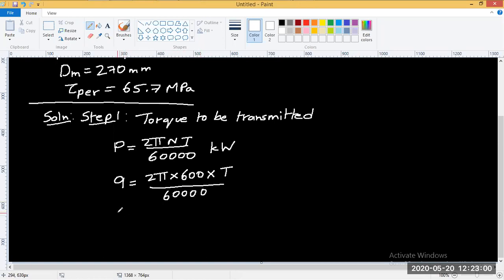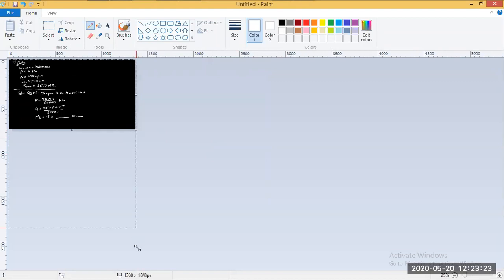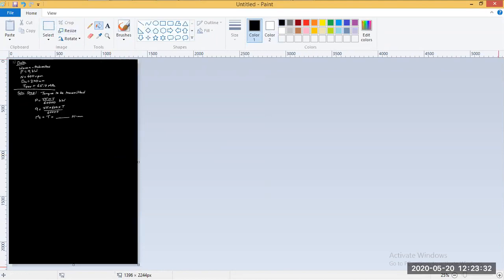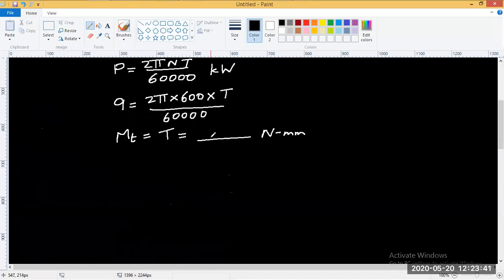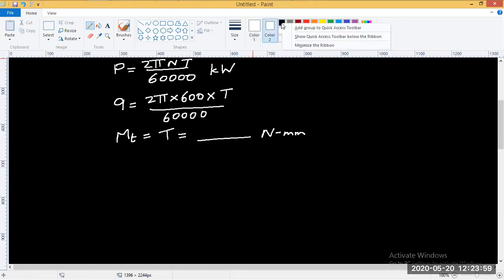Simplifying this, we'll get the torque. MT or T is the torque transmitted. This will be in terms of Newton meters. Check this out. If you're calculating, you can calculate and let me know the solution. Okay, let's move on. Step two.